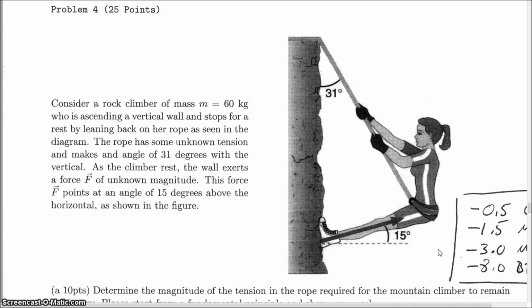This question has 3 parts. In part A, it asks us to find the magnitude of the tension in the rope in order to keep the climber unmoved. It also asks us for the magnitude of the force of the wall on the climber, and then asks us for the coefficient of static friction between the wall and the climber.